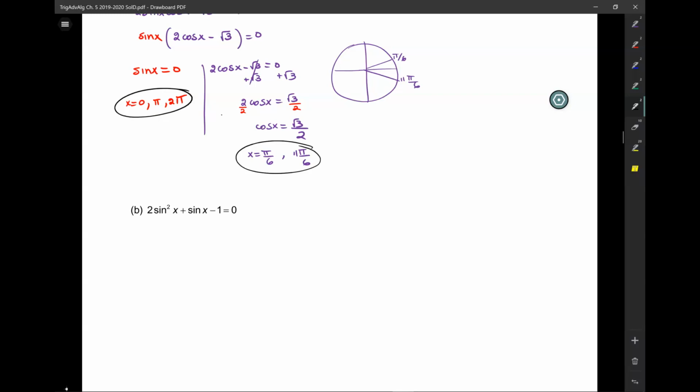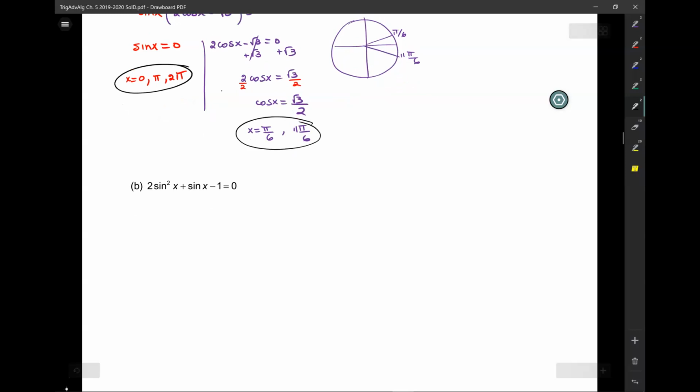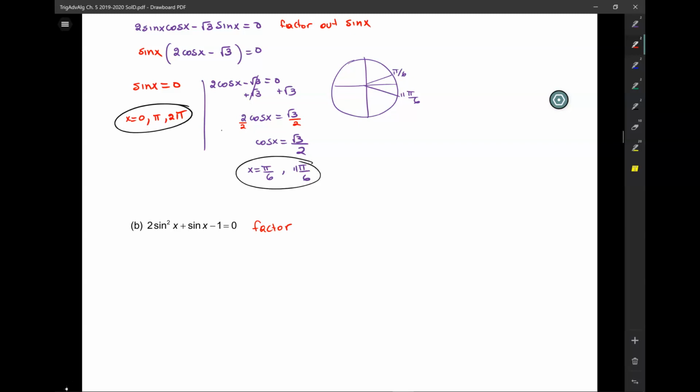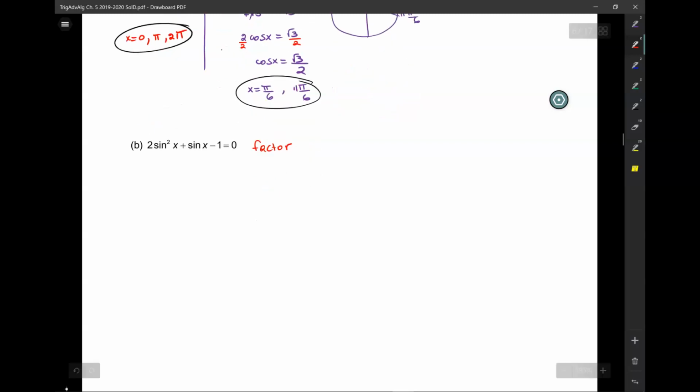Okay. Now, so again here, I've put a representative problem of each type that you might encounter. Okay, here's another one here. I have 2 sine squared x plus sine x minus 1. This is another one where we have to factor. But now, is there a term that we could just factor out like we did with the sine? It's not possible for this one. We have to factor this a different way.